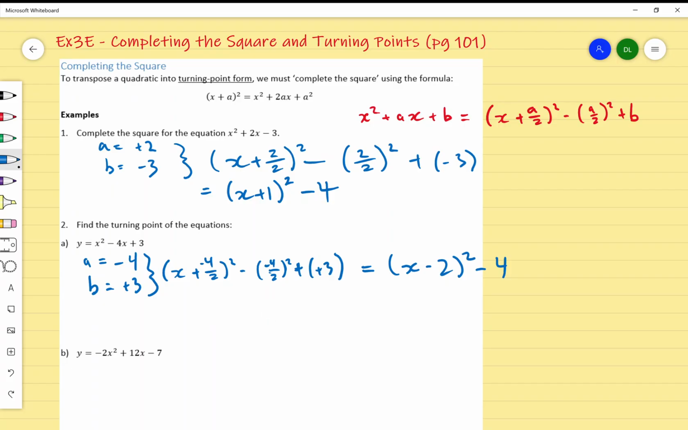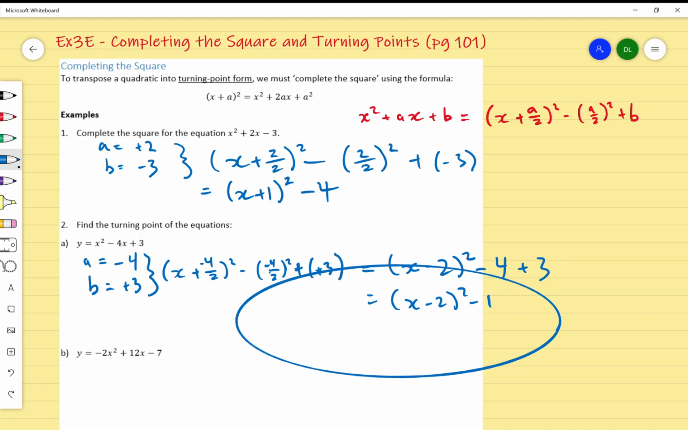Have I skipped too many steps there? No? Okay. And then plus 3 is just plus 3. Which gives me x minus 2 squared minus 1. Now, theoretically, if we've done this correctly, when I expand this right here, it should give me the same as this one right here. So you don't have to copy this down. I'm just going to try and do this to prove a point.